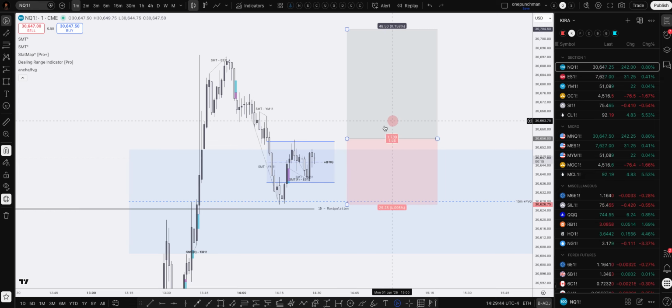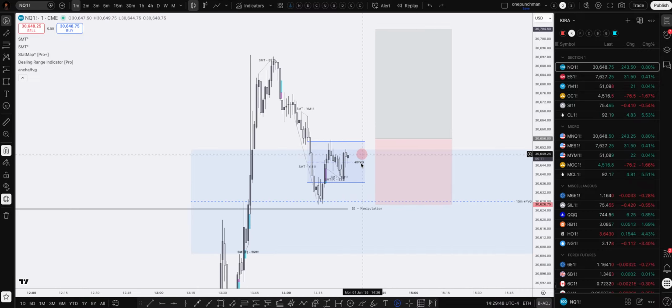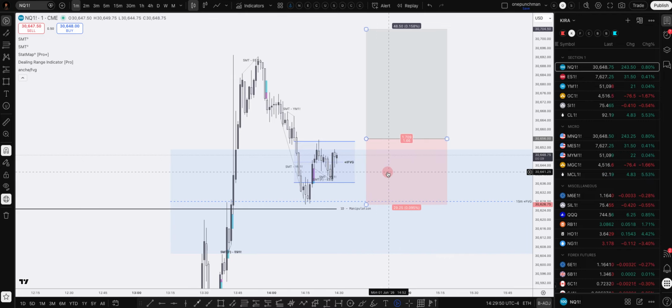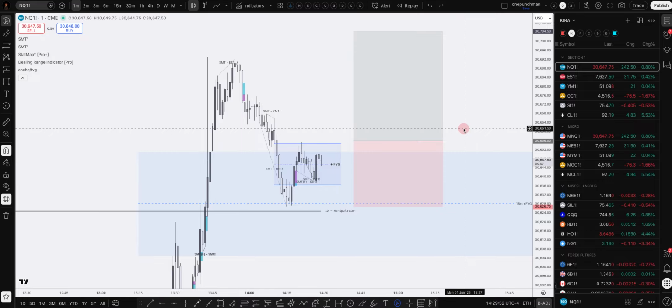And this would be like a 30 to 35 point setup depending on how it closes here. But I mean, I'm just gonna watch this for the rest of the day, I guess, and just see what happens.